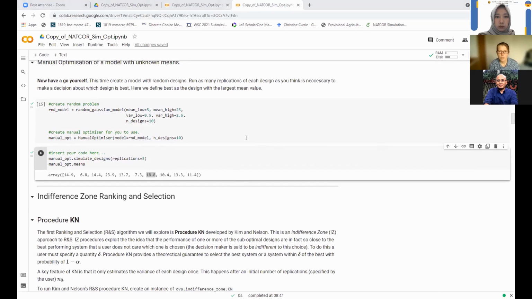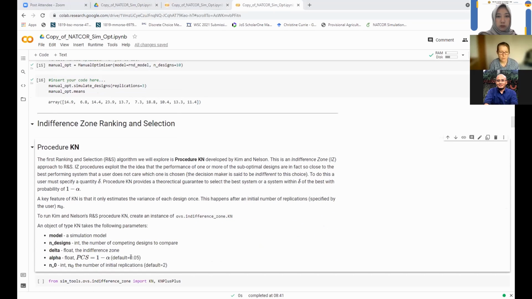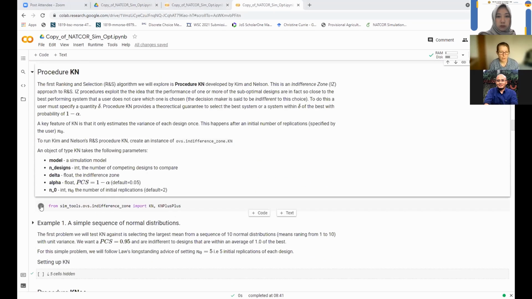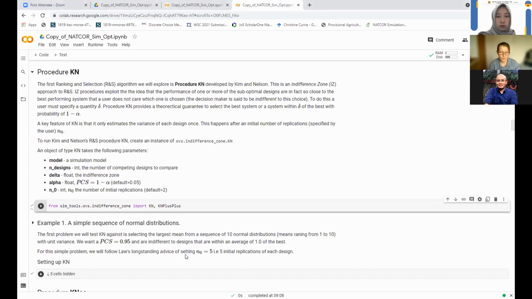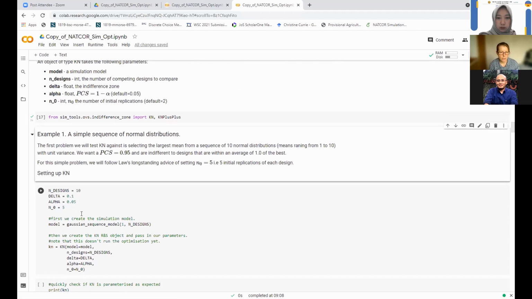What we're trying to do here with this indifference zone ranking and selection is just test out these different algorithms we've learned about. So it starts with Kn, and just as before, click the triangle in the corner and it will import the different methods. So the first import you do is of Kn and Kn++. And let's unhide these cells so we can see what we're actually doing.